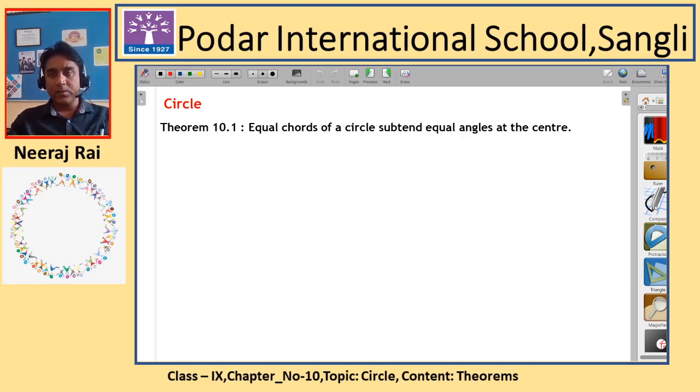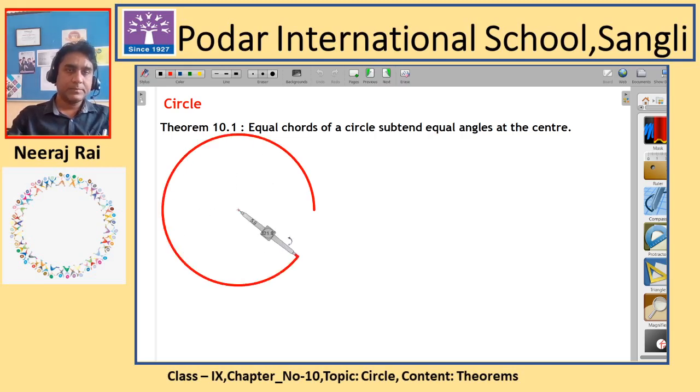For that I need a circle, so let me draw that circle for you. I'll take a compass, adjust the radius to 5 centimeters, and draw a circle. Let this be your circle with center, and I will name the center O. Now it says that equal chords of a circle subtend equal angles at the center. That means we need a chord. Suppose I draw one chord here.